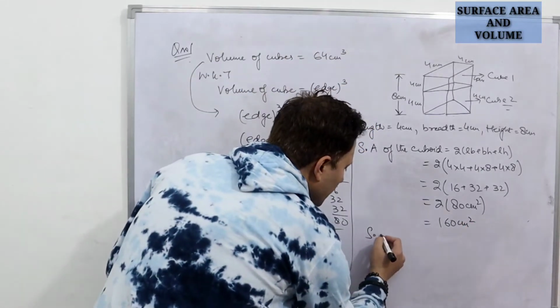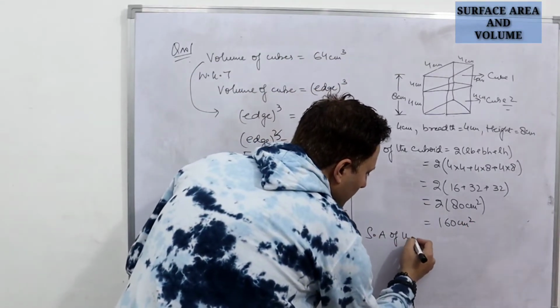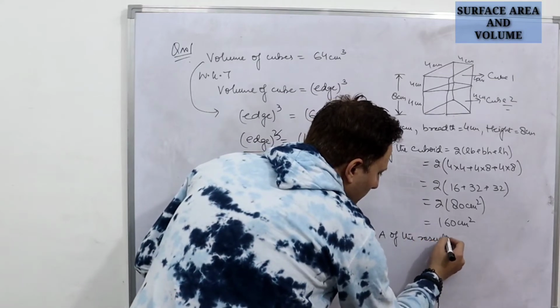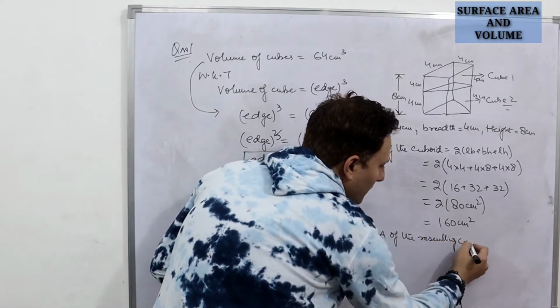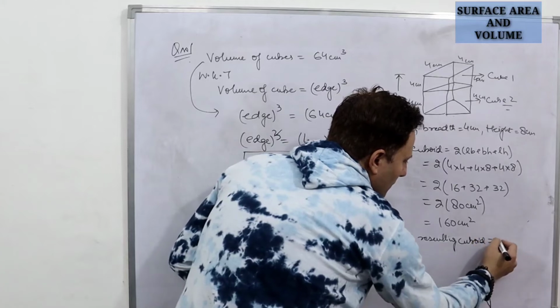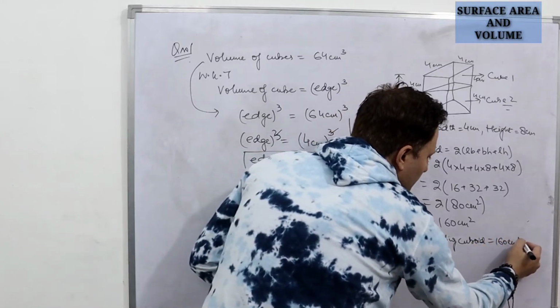So surface area of the resulting cuboid is equal to 160 centimeter square.